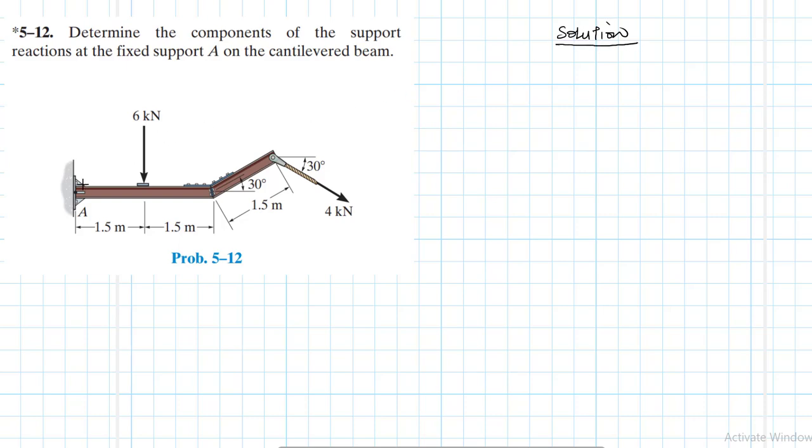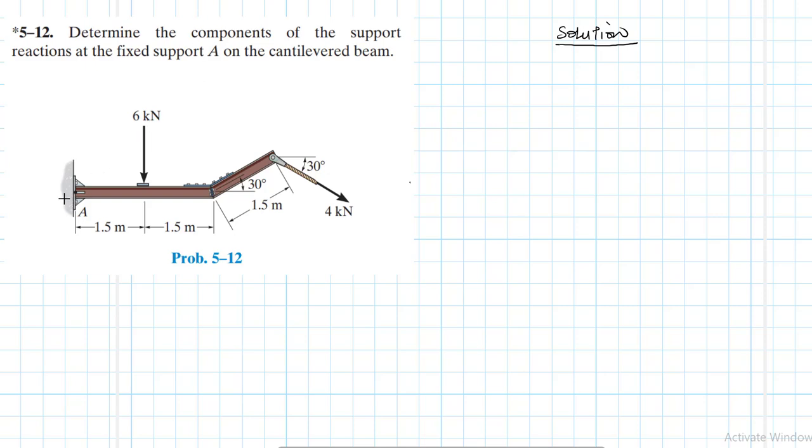Right, so we have a cantilever beam, and it is fixed at this point A, right? And we have a point load of 6 kilonewtons and another point load of 4 kilonewtons. And we have been asked to find the reactions at the support A of this cantilever beam.